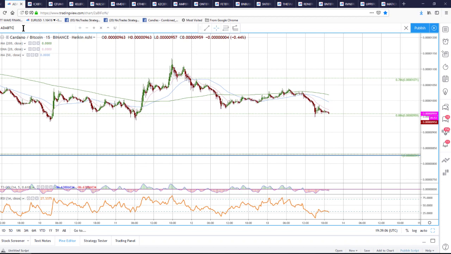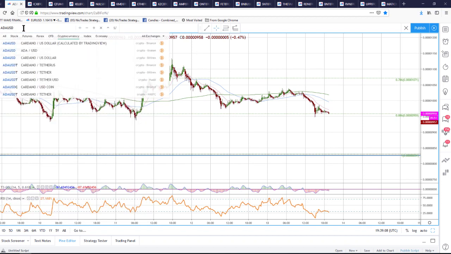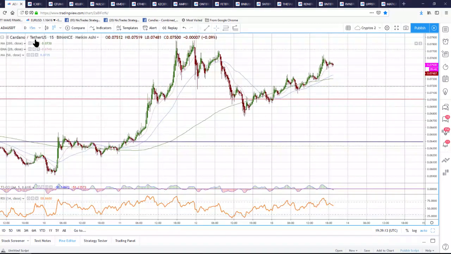But just like everything else, ADA US dollar, let's take a look and see if we would want to buy that yet. And we'll look at ADA Tether.